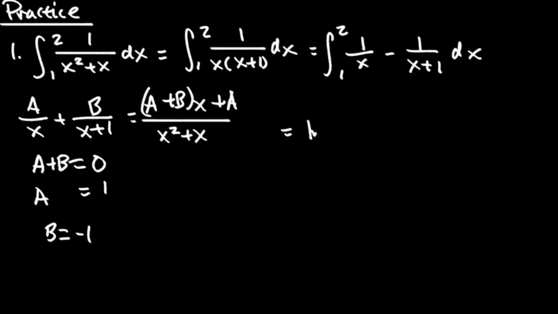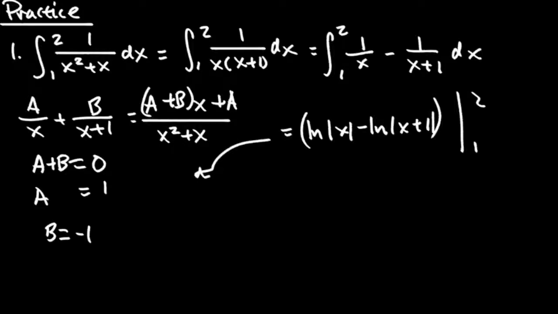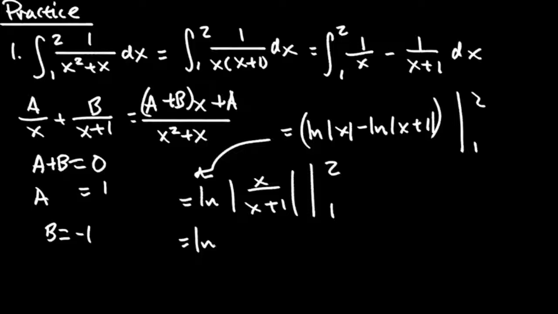Okay, so we get ln of x minus ln of x plus 1, evaluated from 1 to 2, equals ln of x over x plus 1, absolute value, evaluated from 1 to 2, and we get this, ln of 2/3 minus ln of 1/2. And yeah, that's basically all you can really reduce it to.